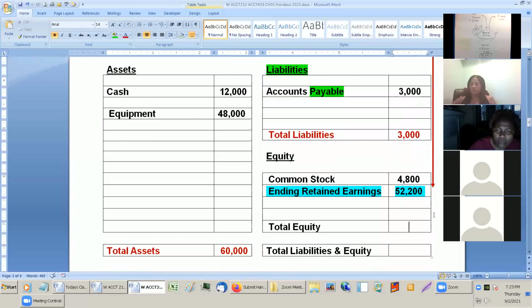Those two together is what, 57,000? Yeah. 57,000. Total liabilities, 3,000. So it's total 60. So liability is 3,000.